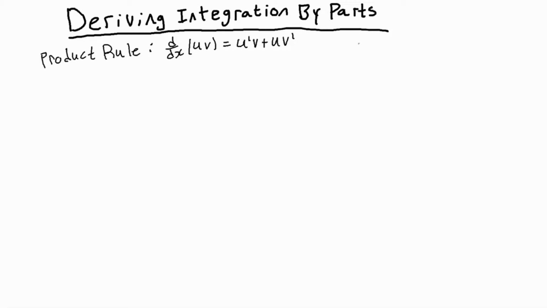And to get the integration by parts formula from this, we simply integrate this whole equation. So when we integrate this side, we're integrating the derivative of uv, so we'll just be left with uv is equal to the integral of u prime v plus the integral of uv prime. And now we can easily rearrange this to get the integration by parts formula. The integral of u prime v is equal to uv minus the integral of uv prime.